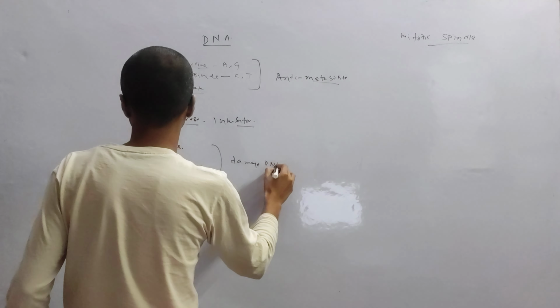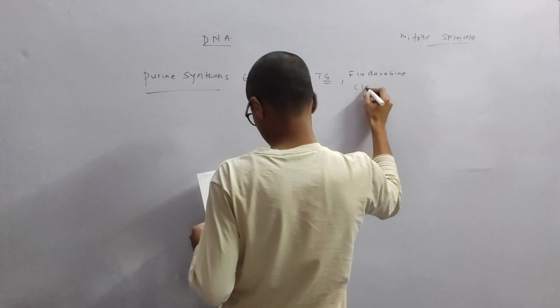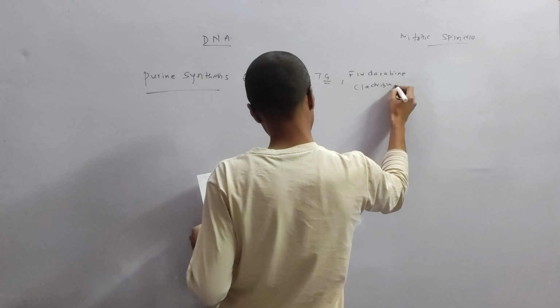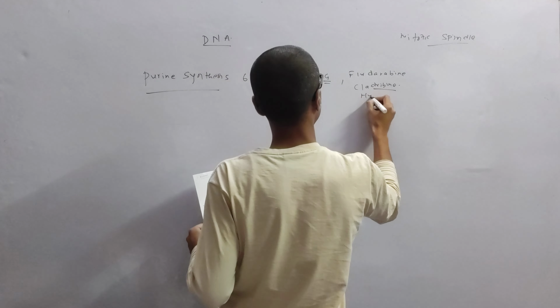So now let's talk first of all about antimetabolites. For purine synthesis inhibitors, what are purine synthesis inhibitors? These are 6-mercaptopurine, as the name says purine, 6-thioguanine. Guanine is purine. Others are fludarabine, cladribine, hydroxyurea.